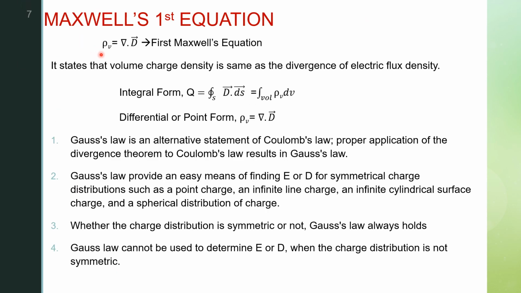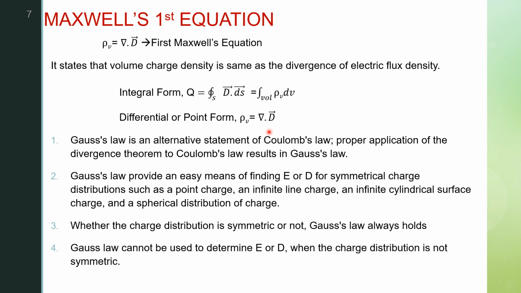Rho v is equal to del dot D. This is the first of the 4 Maxwell's equations. And this equation states that the volume charge density, that is rho v, is the same as the divergence of electric flux density. Del dot D represents the divergence of electric flux density. So this Maxwell's equation, we can write in integral form and we can also represent in differential form. In integral form, it is surface integral D dot dS equal to volume integral rho v dv. Or in differential form, or point form, we can represent rho v is equal to del dot D.